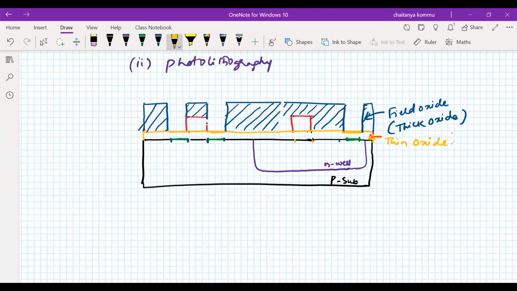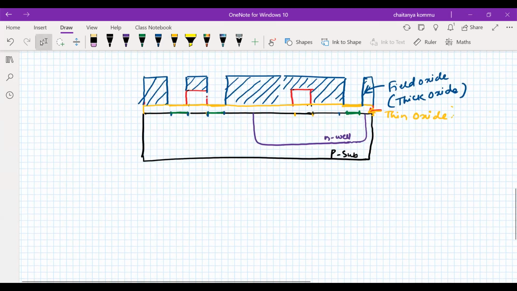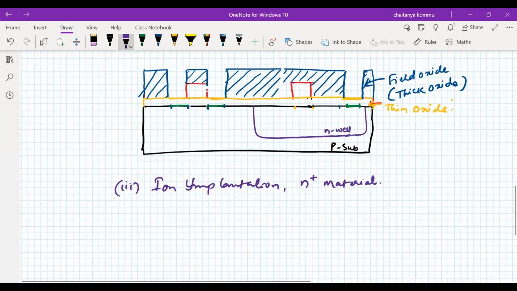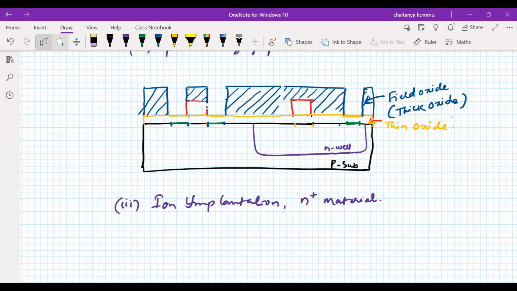So the third step is by using ion implantation. By using ion implantation, I can implant or diffuse the N plus material. Heavily doped N-type material is what I have to introduce here. So pentavalent atoms I have to introduce within this. Okay, so that is what I have to do.